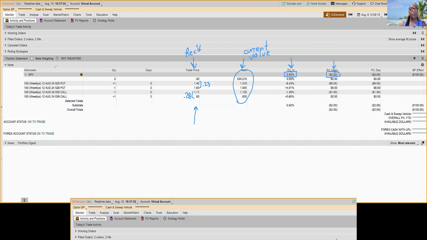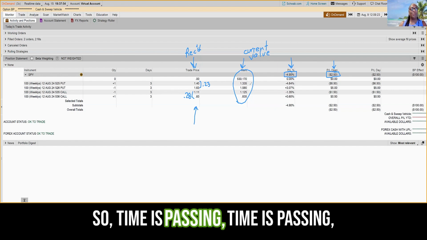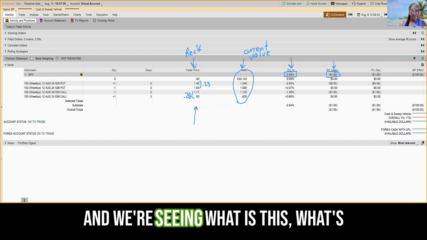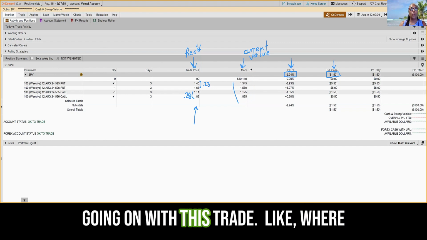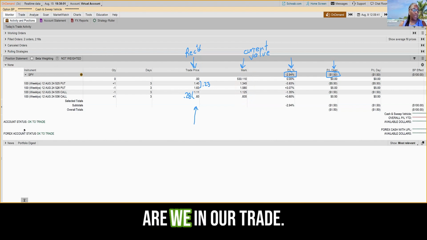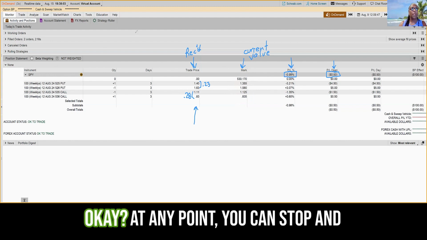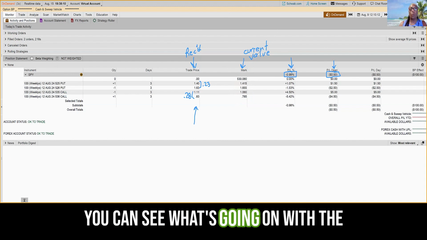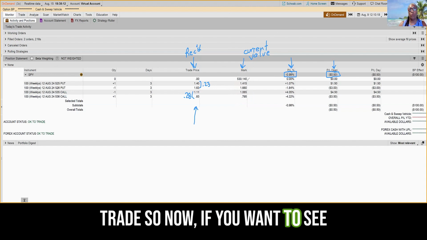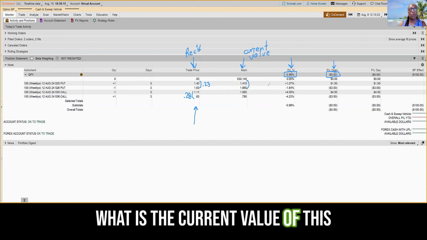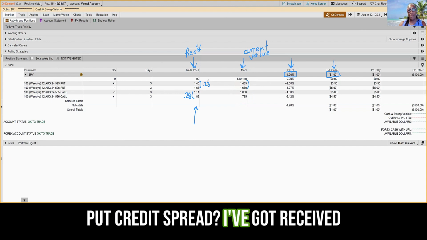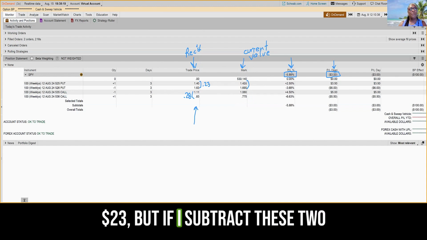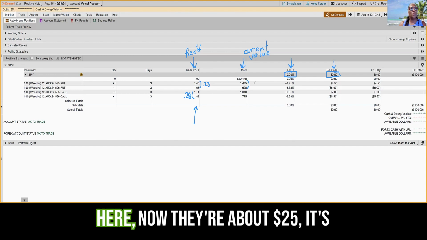Okay. So time is passing, and we're seeing what's going on with this trade. Like, where are we in our trade? At any point, you can see what's going on with the trade. So now if we want to see what is the current value of this put credit spread, I received $23, but if I subtract these two here, now they're about $25.